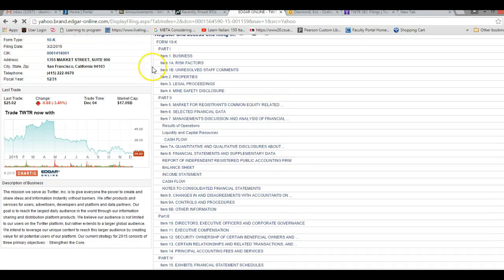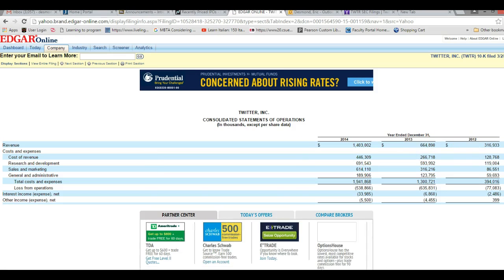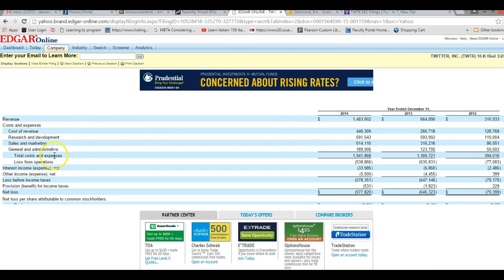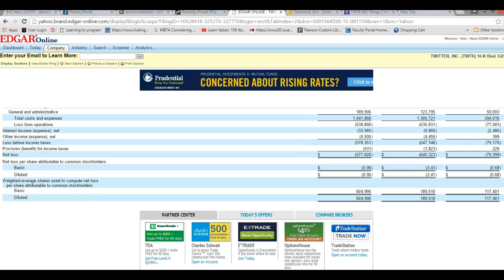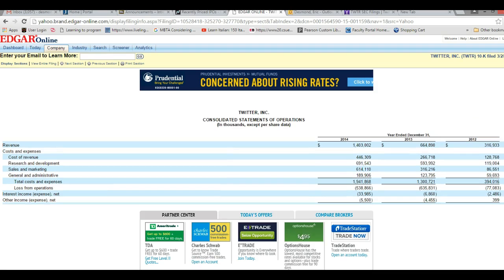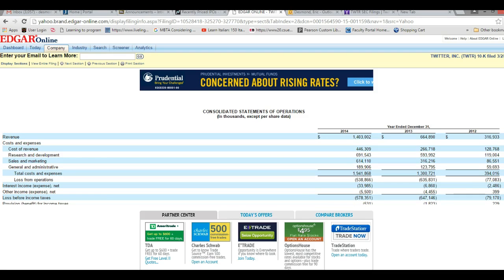Now we want to look at the income statement. This is good. It gives us 3 years. Revenues, remember we said earlier, revenues minus expenses equals net income. There it is. With this particular company, it looks like they're losing money. So revenues are going up year over year, and what you want to do is find out why they're losing money.